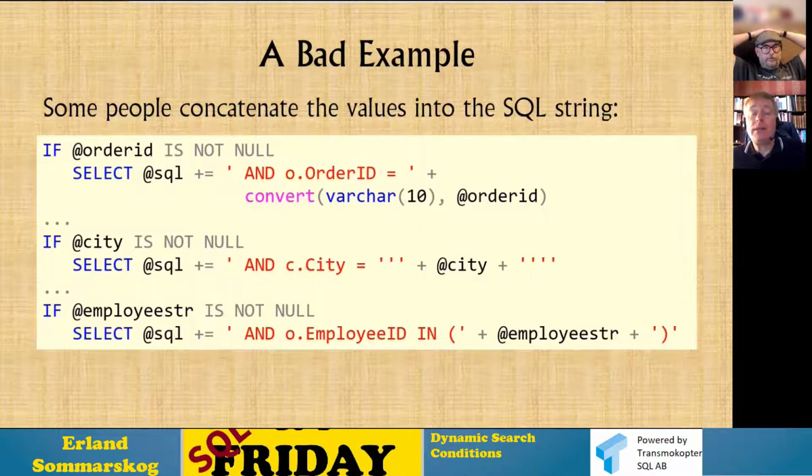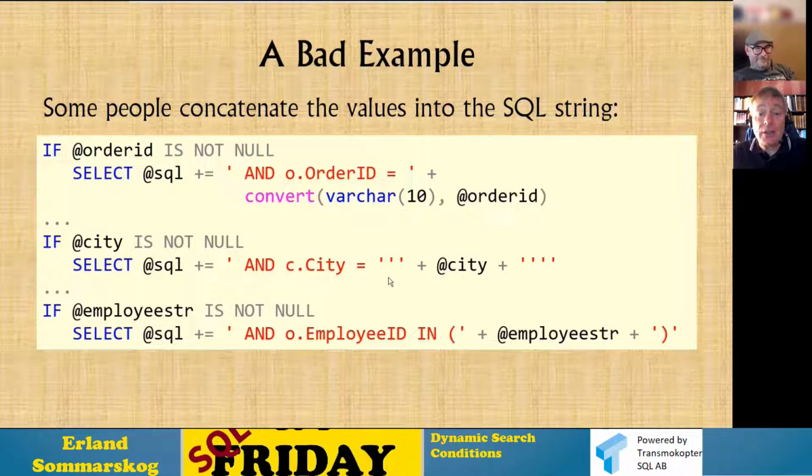Now, this is the sad story. Not the people that do it this way. Some people do this instead. They just inline the value into the query string. If order ID is not null, then order ID equals, then convert varchar order ID. If city is not null, well then city, 3 single quotes plus city, 4 single quotes. I mean, this is not easy. This just makes the code more bulky, difficult to read, etc. But of course, this one looks simple. This was the one I told you not to do. It looks plain and simple, but this is bad.